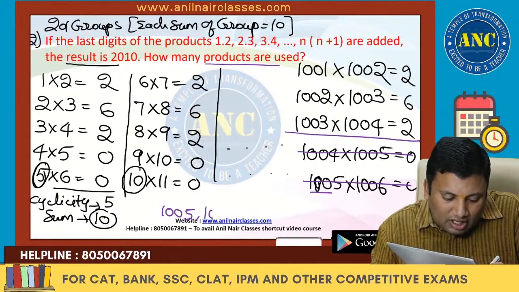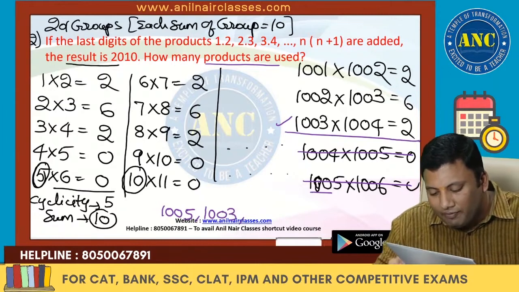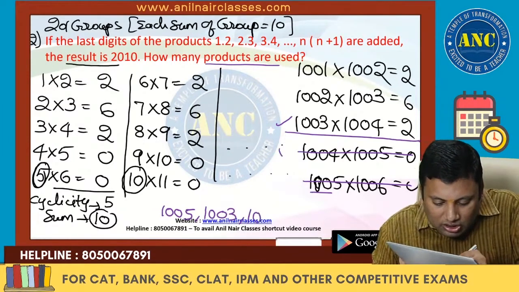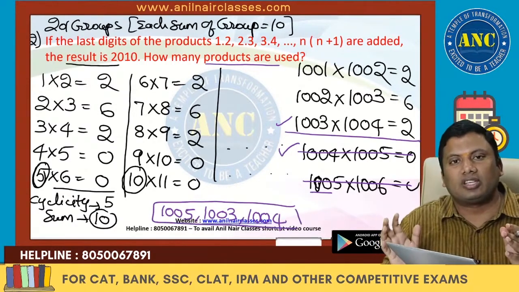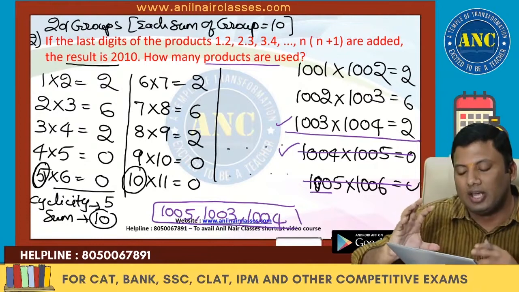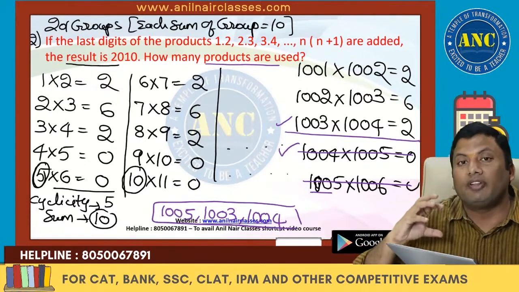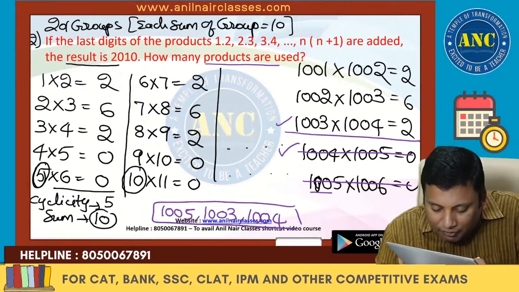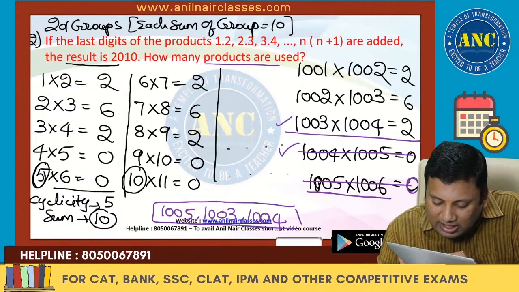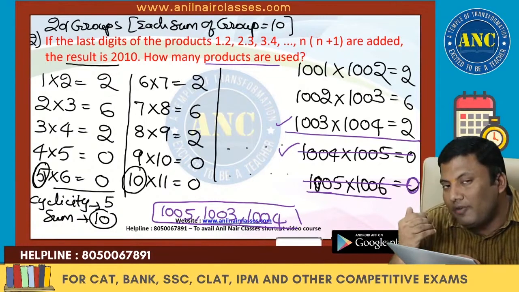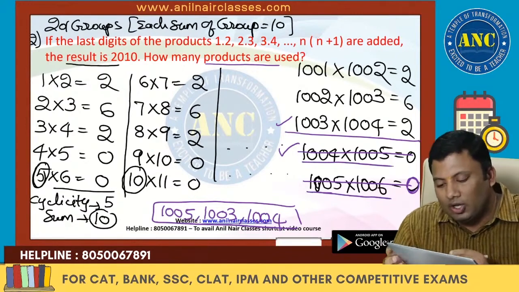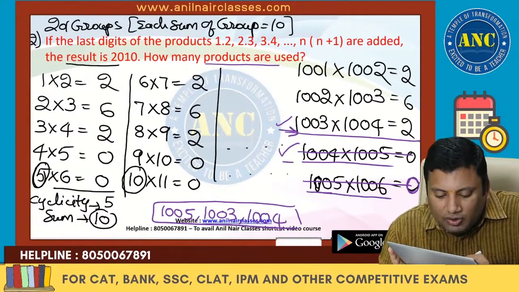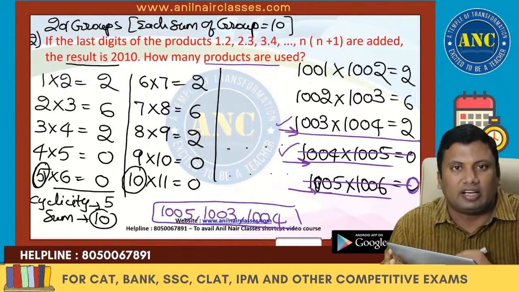So how many products can be used? Till here it can be used. 1003 groups can be used. These unit digits are 0, so these also can be used. So the answer is not 1005. It could be 1003 products or 1004 products, because the 1005th product is 1005 into 1006, whose unit digit is 0, and 2010 plus 0 is 2010. These also are 0. So you can take till here, or till here, or till here.